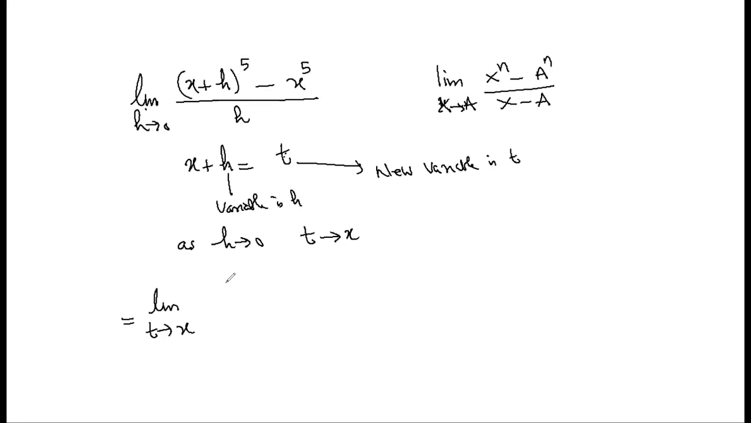This x plus h became t. I have to remove all the h. And from here, h is t minus x. Now perfectly it became our formula, 5x raised to 4. Yes, sir. This is called substitution method.